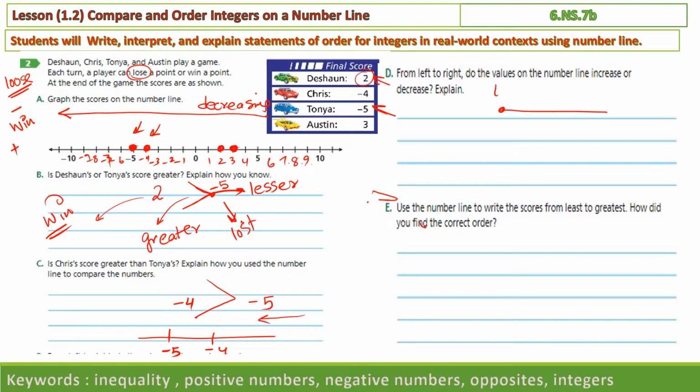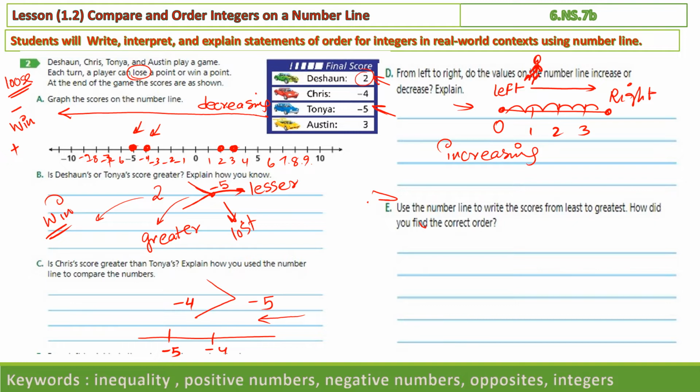This is your left hand, and this is your right hand. Do the numbers on the number line increase or decrease? Let's suppose here is 0, here 1, here 2, here 3. They are saying left to right. It means you are standing here and you move to the right. What is happening? The numbers are increasing. So as you cover distance towards the right, the numbers are increasing.